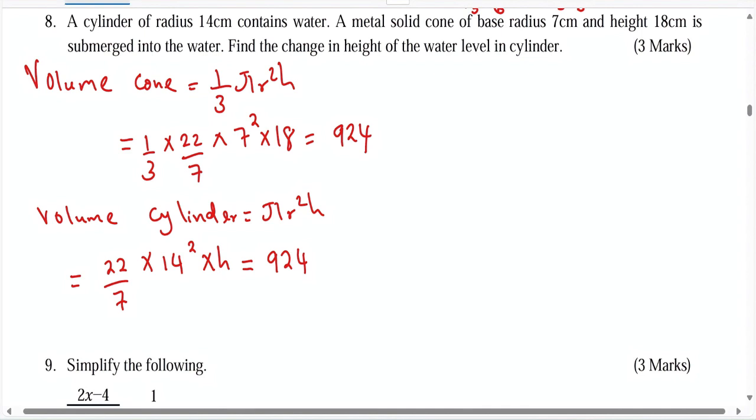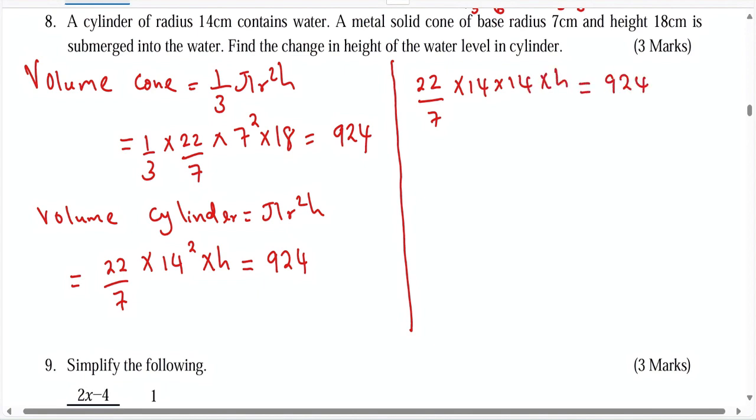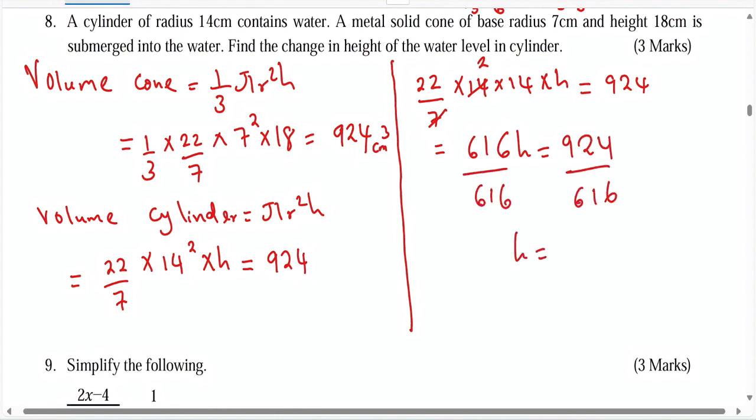So si ngumu hivyo. Haya, so itakuwa ni ngapi? 22/7 times 14 squared which is just times 14 times 14 times height equal to 924. Buka 924 what? Bananas, mangoes, cubic centimeter. So by 7 by 7 2. So 22 times 2 ni 44 times 14 ni 616. H equal to 924. So divide by 616. Height yako tayari hata nishapata. So 924 divide by hiyo 616 itanipa height ya 1.5.